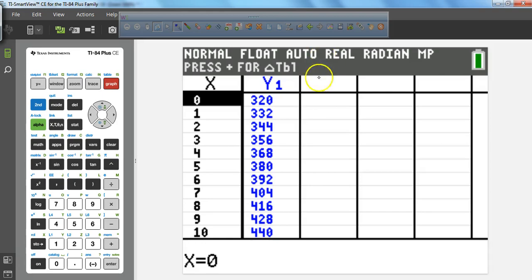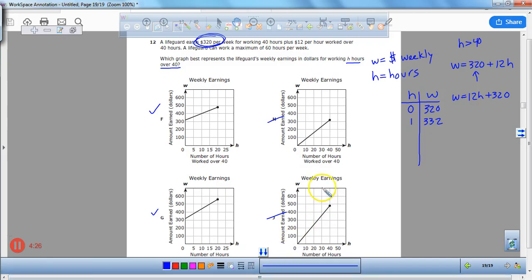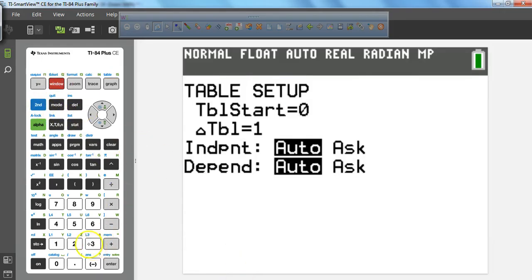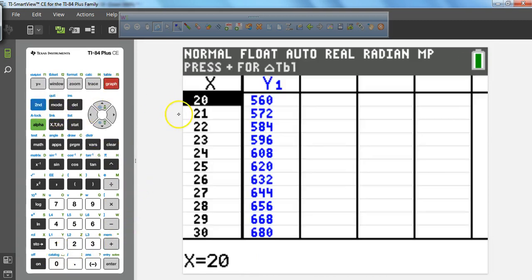Let's go back to our graph. Let's take a look at this. Okay, so right now at 20 hours, at 20 hours overtime, that puts you right up here. Whereas in 20, where's the other one? 20 hours overtime puts you right here. All right, so let's check 20. Let's see which one works. Let's go to 20. Second window, type in a 20. Ooh, 560. 560.